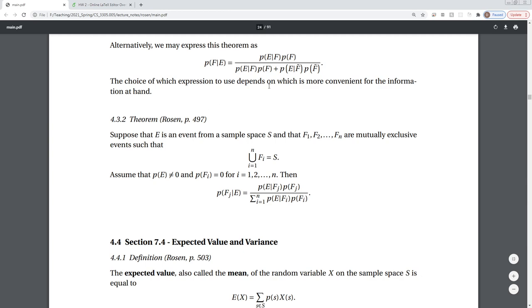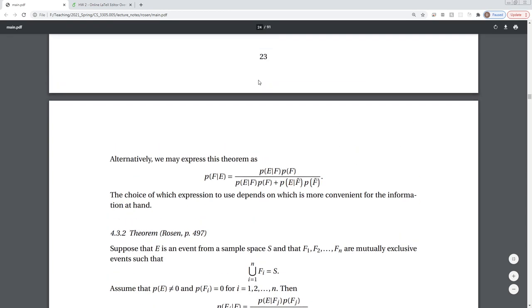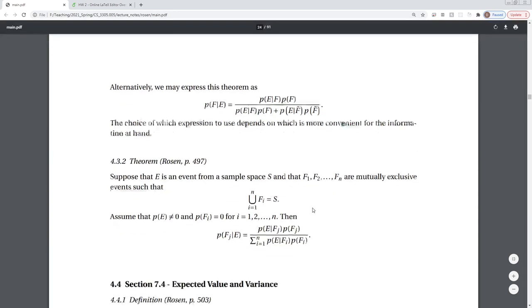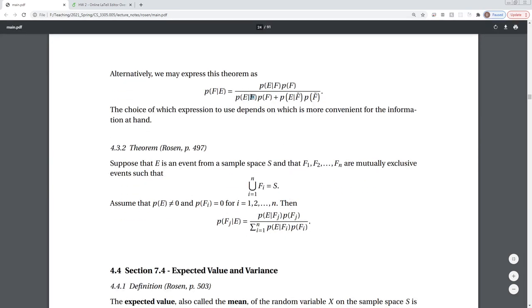And so you just choose based on what's more convenient, what information you have. But clearly, from the numerator matching, we know that this is just another way of representing the probability of E. So the probability of E given F times the probability of F plus the probability of E given not F times the probability of not F, right? So the probability of E, whether or not F happened, right?